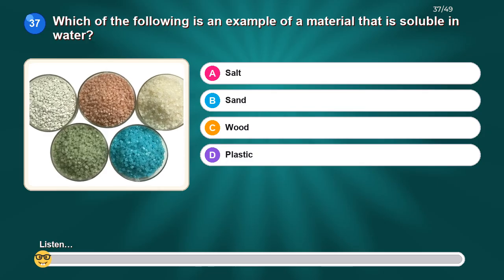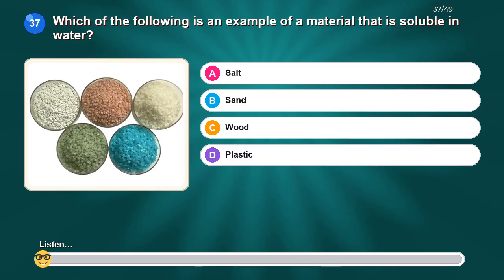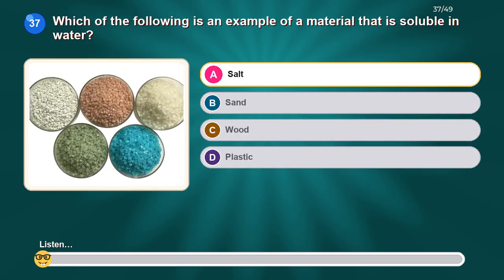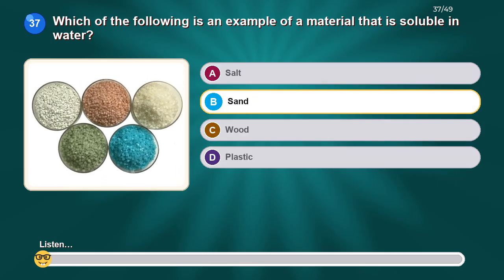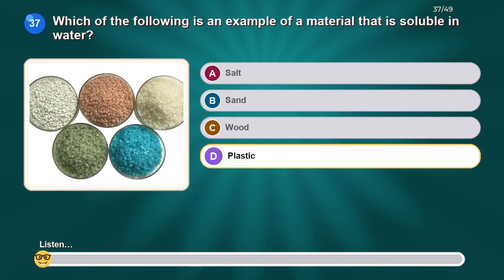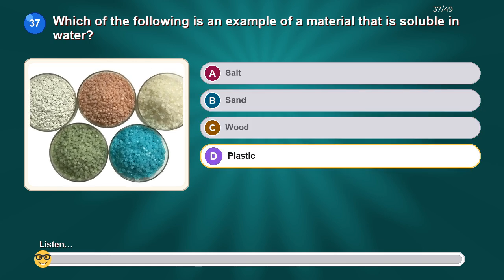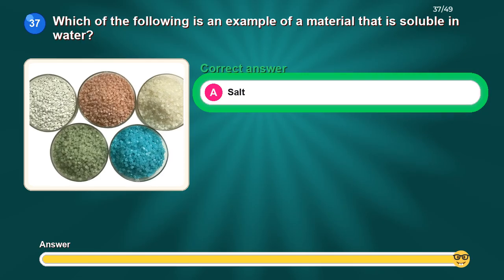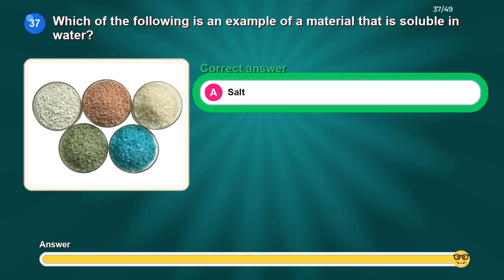Which of the following is an example of a material that is soluble in water? Option A, salt. Option B, sand. Option C, wood. Option D, plastic. The correct answer is salt.